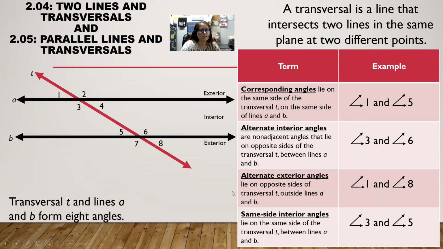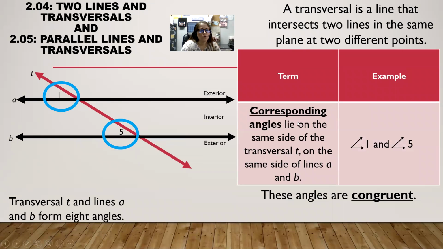So the first one we're going to look at is the corresponding angles. So corresponding angles lie on the same side of the transversal. Okay, so you see this transversal, and we see that 1 and 5 are both to the left of this transversal. Okay, and they lie on the same side of lines A and B. So you can see that both 1 and 5 are on the top of line A and line B. So we can say that angle 1 and angle 5 are corresponding angles.